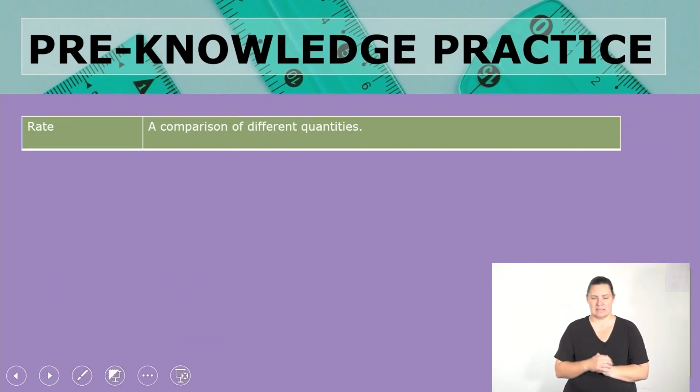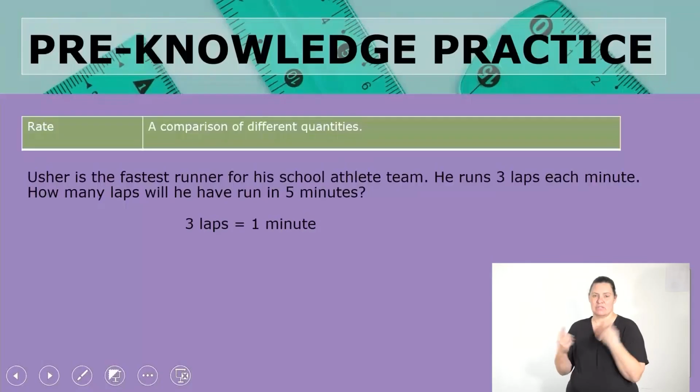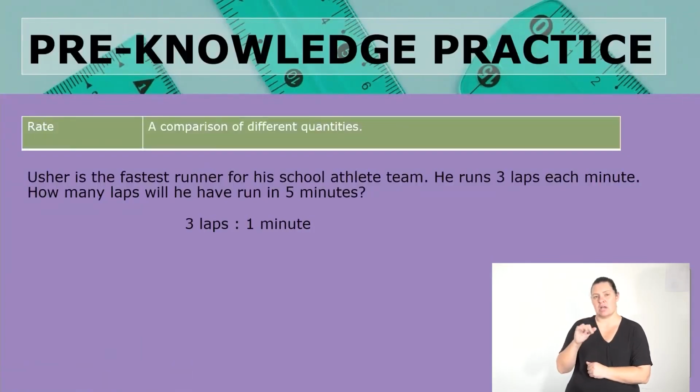Rate. Rate is a comparison of different quantities. So remember, ratio was the same, and now rate is different quantities. Let's look at an example. Asha is the fastest runner for his school athletics team. He runs 3 laps each minute. How many laps will he have run in 5 minutes?